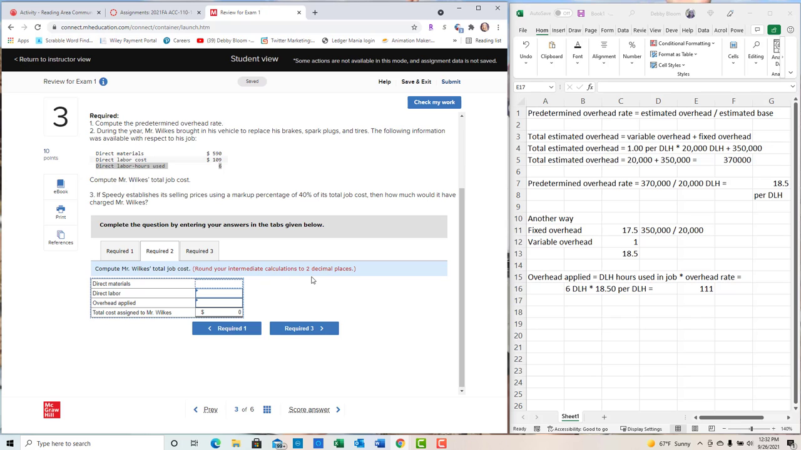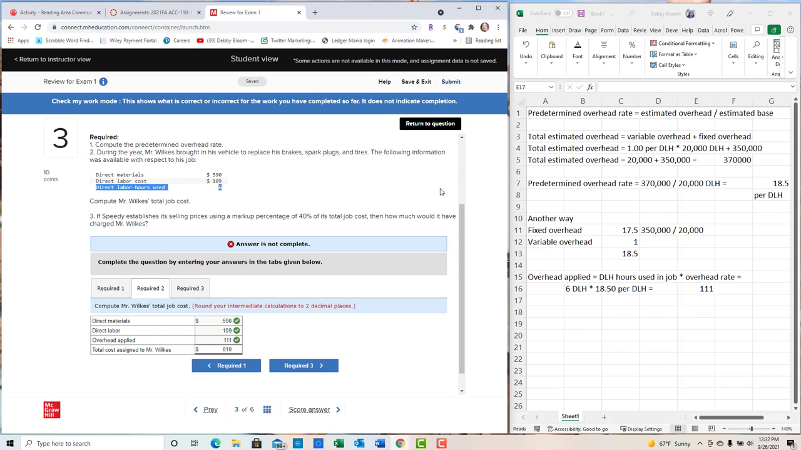So for this job, the direct materials are given as $590. The direct labor is given as $109. And we just calculated the overhead applied as $111. Let me type that in correctly. So we have a total cost for the job of $810.